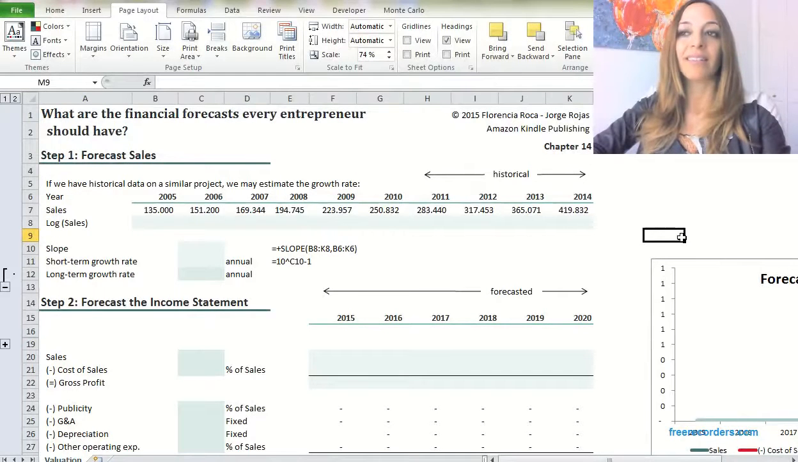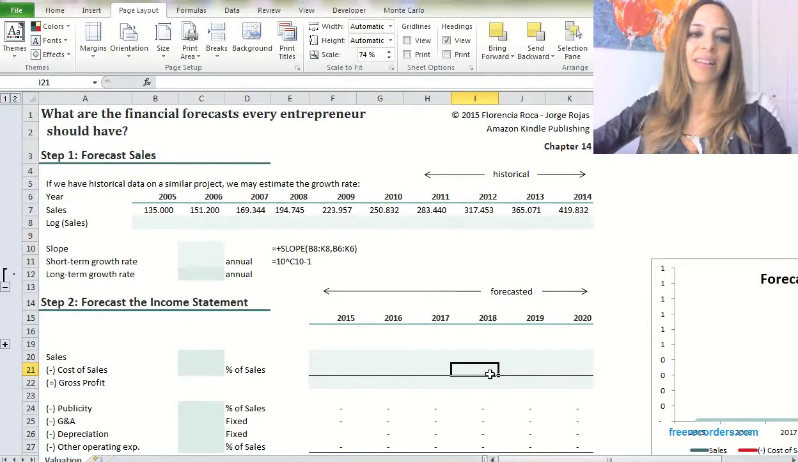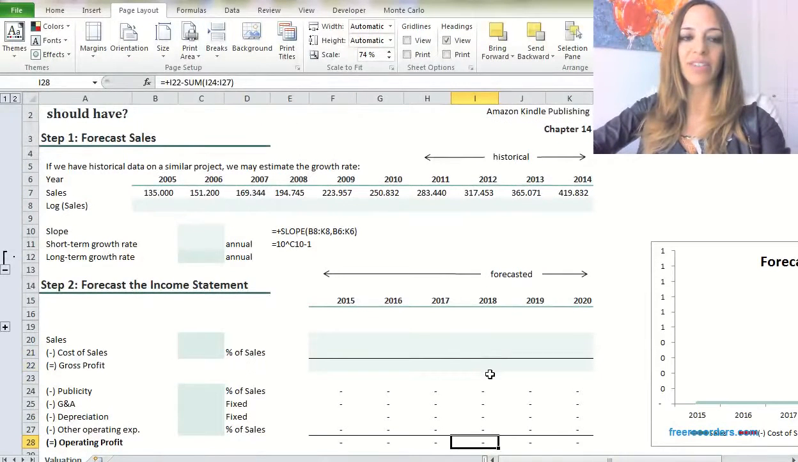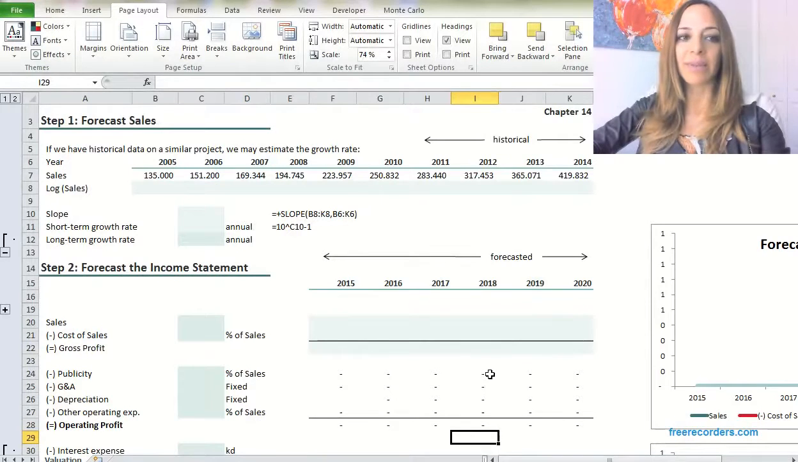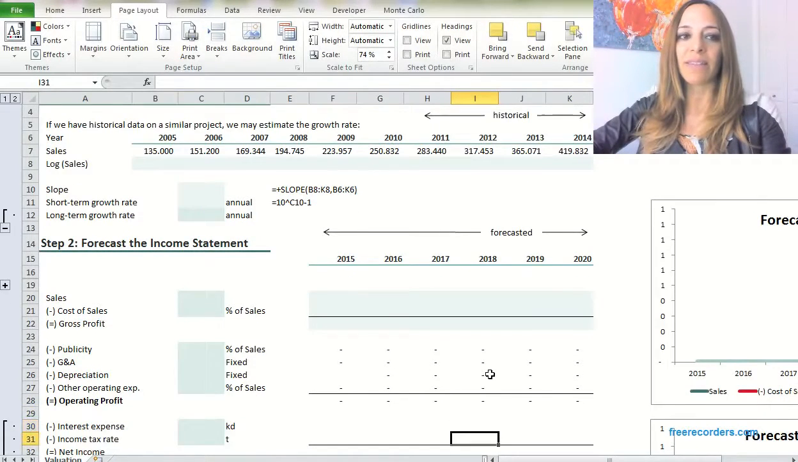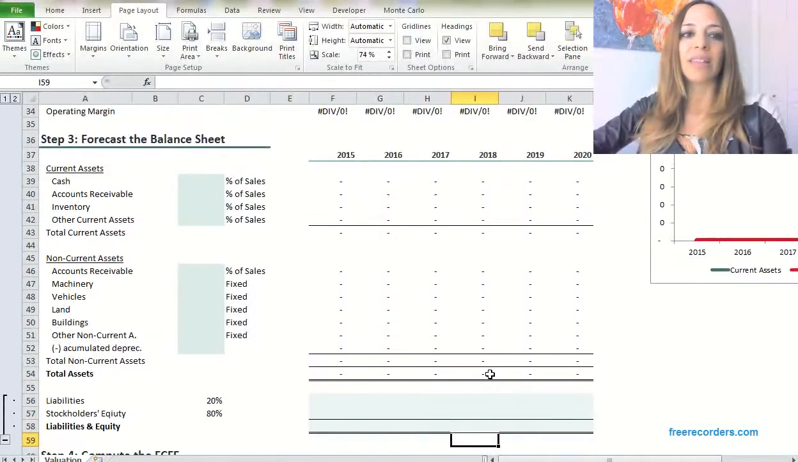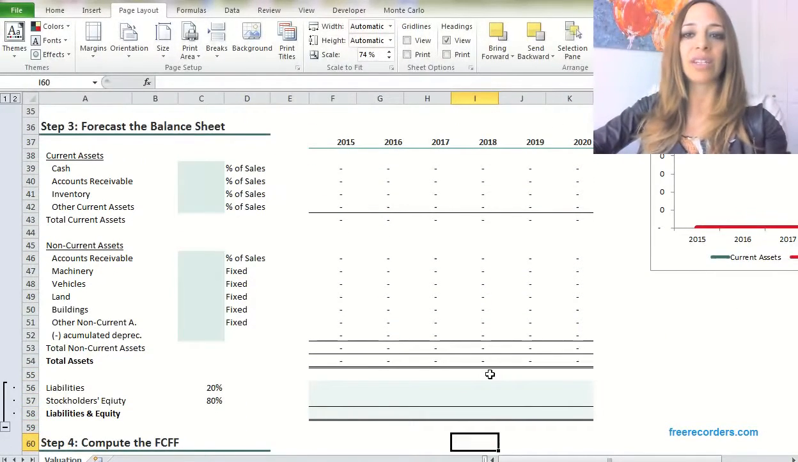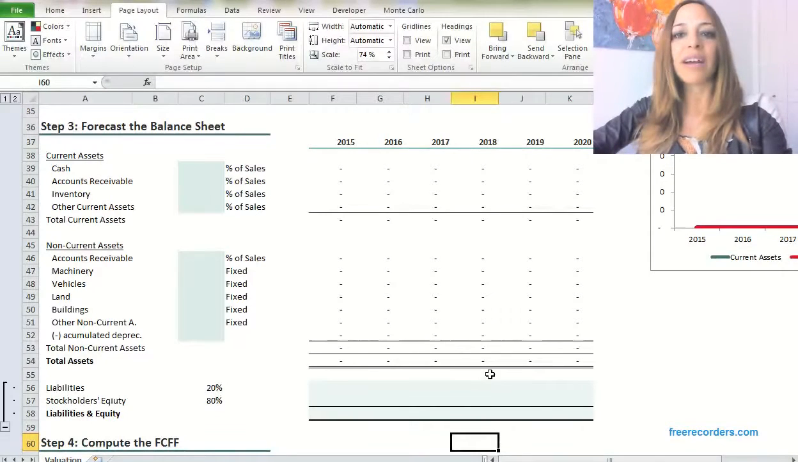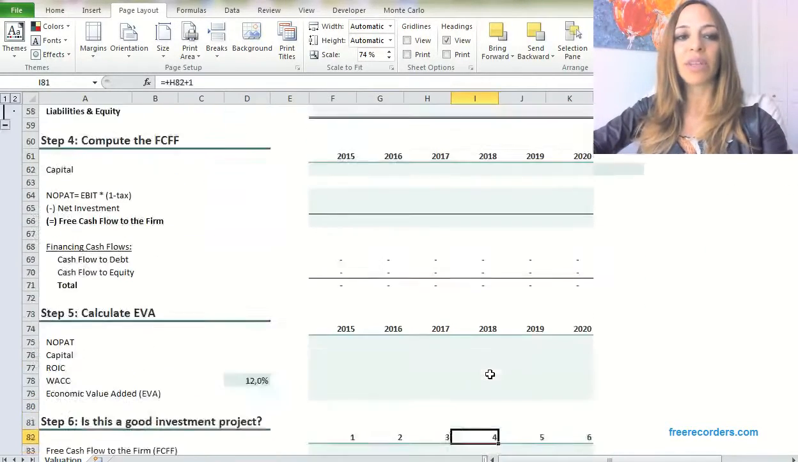Valencia Roca, and today we will work on the financial forecasts every entrepreneur should have. And we have here an Excel spreadsheet where you can see different steps. The first will be the sales forecast, how much we expect to obtain in revenue. Then the income statement with all the expenses. Then the balance sheet, a forecasted balance sheet for the next 5-6 years, and then a perpetuity.